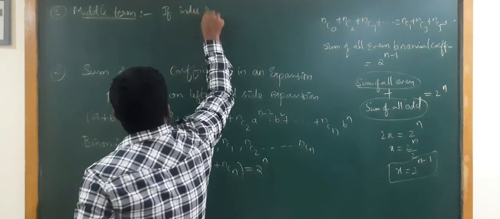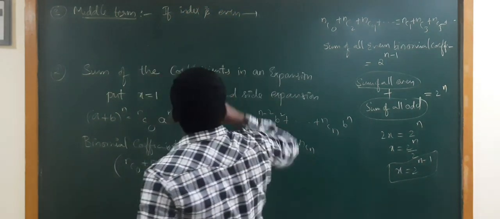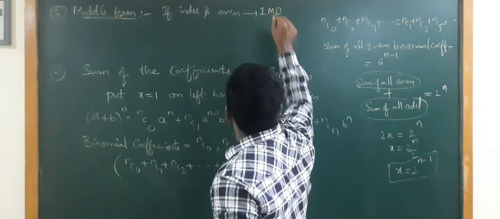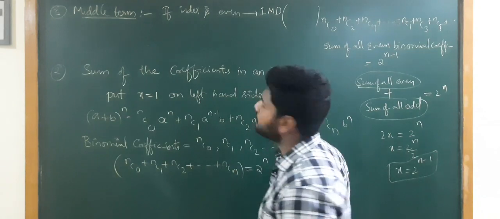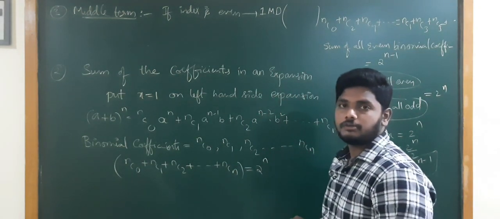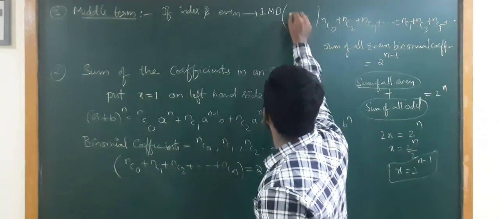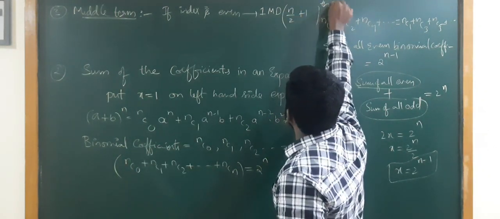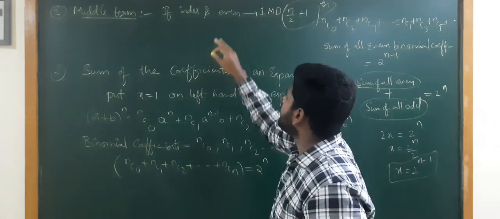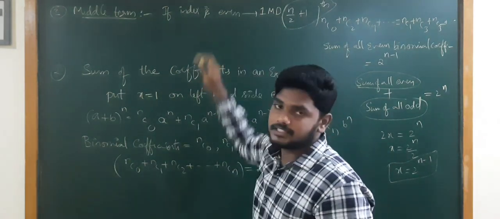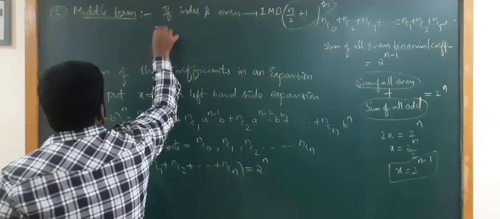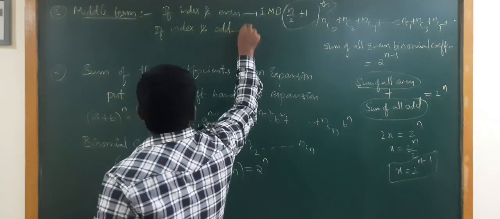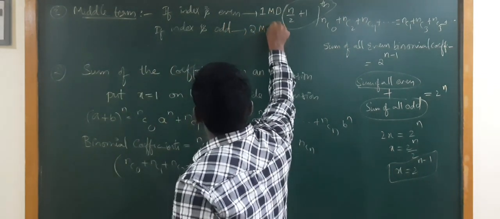If the index is even, we will have only one middle term. To find that one middle term, what is the formula? It is the (n by 2 plus 1)th term. To find the middle term, if the index is even, nothing but the power is even. If the index is odd, we will have two middle terms.